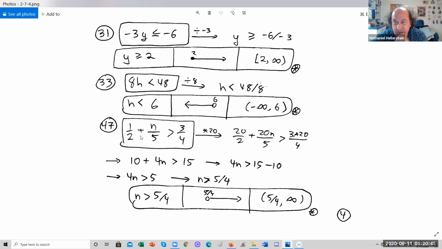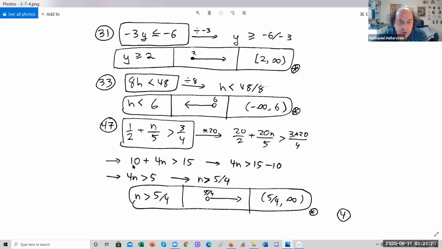Now we're going to have to do several of these operations in a row. Here we go. A half plus n over 5 is greater than 3/4. All right, I don't like the denominators 2, 5, and 4. So let's get rid of them by multiplying throughout by the lowest common multiple of 2, 5, and 4. That's 20. Because this is positive, the inequality sign stays the same. 20 over 2 plus 20n over 5 is greater than 3 times 20 over 4. After some cancellations, that becomes 10 plus 4n is greater than 15.